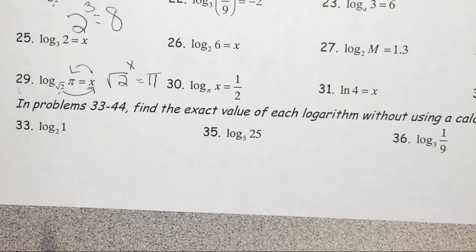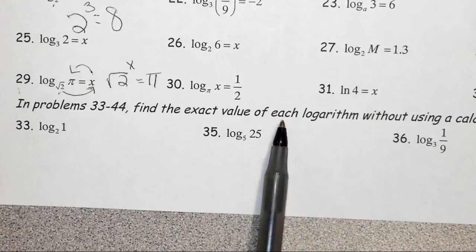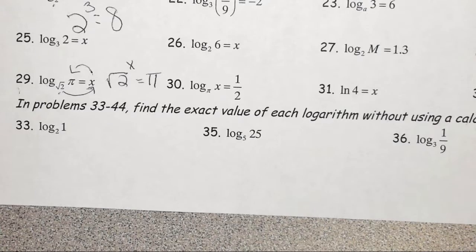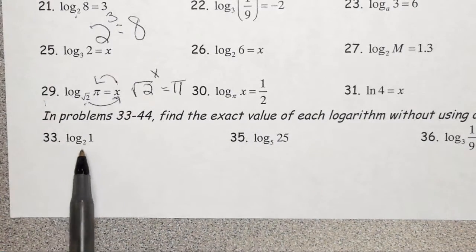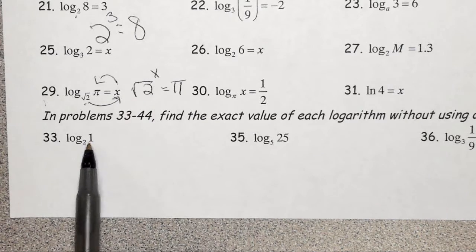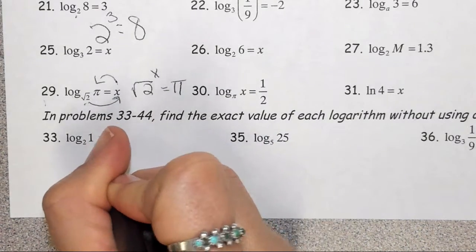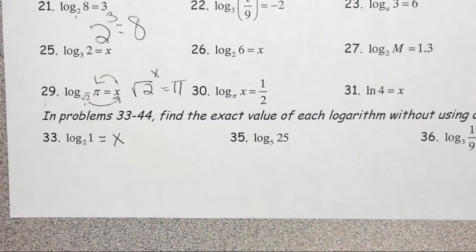On 33 through 44, it says find the exact value of each logarithm without using a calculator. So this is a little bit different, but you can do it. It says they want to know what is log base 2 of 1. So log base 2 of 1 equals something. Let's just call it x for now. And then we're going to log roll it to figure out what it equals.